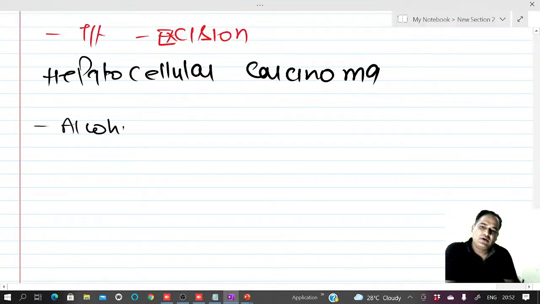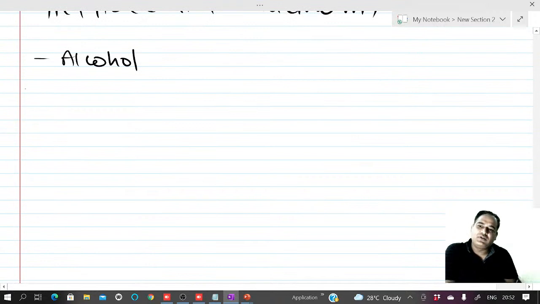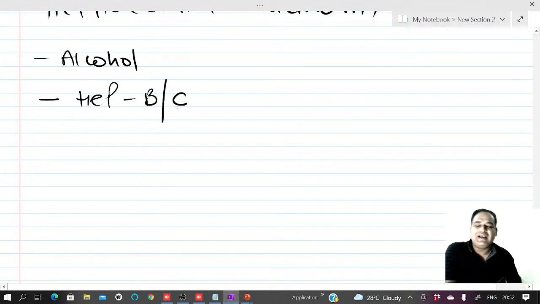Okay, so we move to the simplified version of hepatocellular carcinoma. So this, naturally, we know that it is common with alcohol use, hepatitis B and hepatitis C.